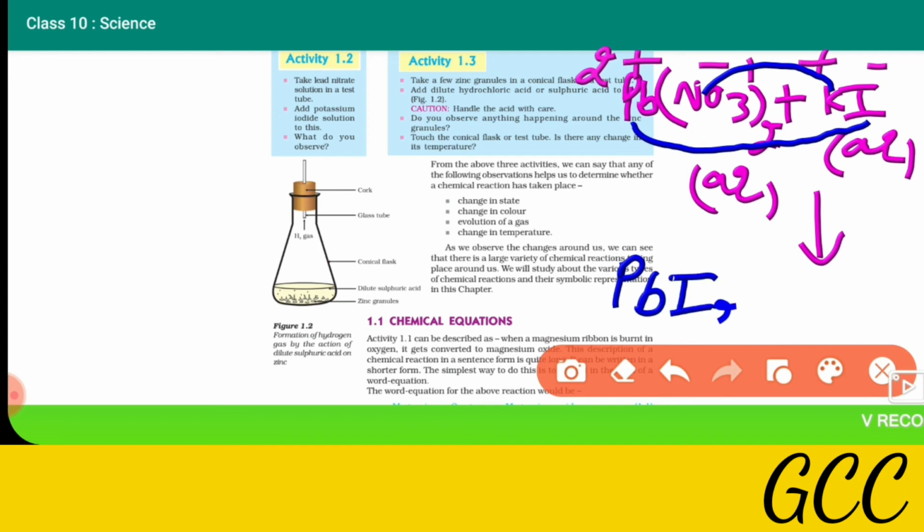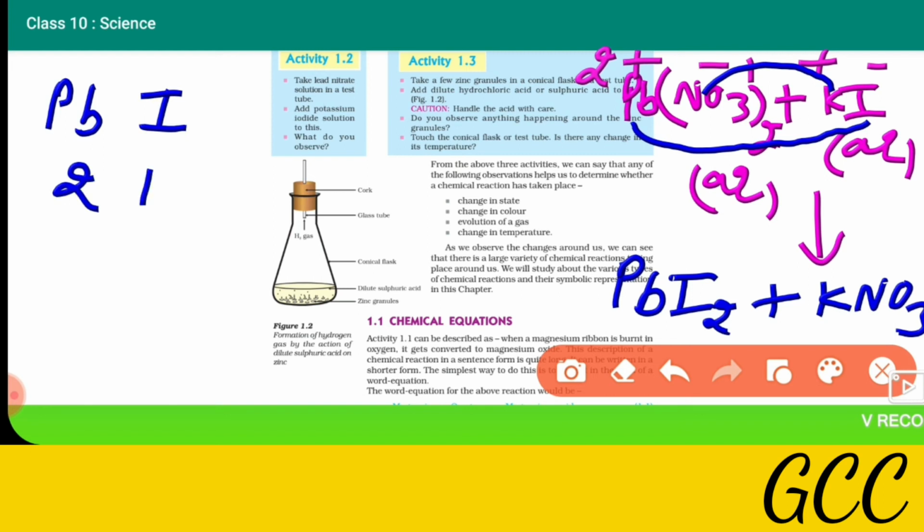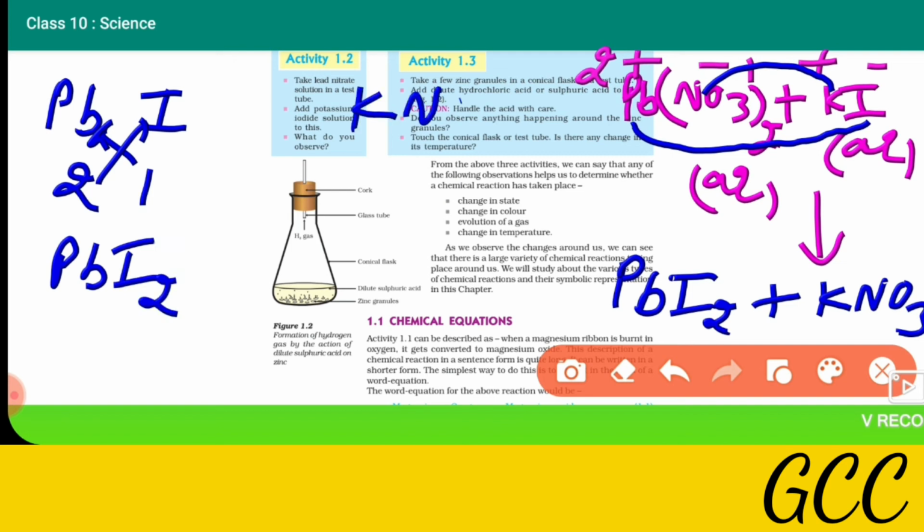So the products will be PbI2 and KNO3. Might be you are surprised, sir, why you have written PbI2? Beta ji, because when we write Pb valency is 2, I valency is 1, so it should form PbI2. Is that clear? Then why have we written only KNO3? Because potassium valency is 1, NO3 valency is 1, so it will give only and only KNO3. Is that clear?